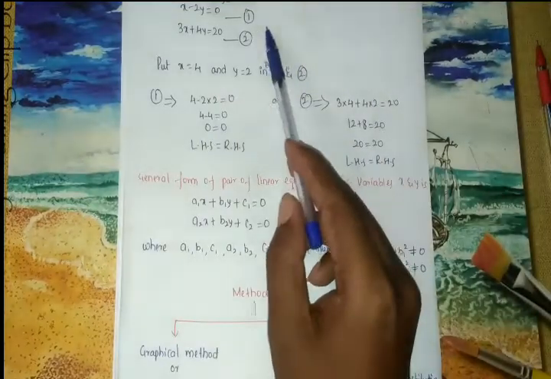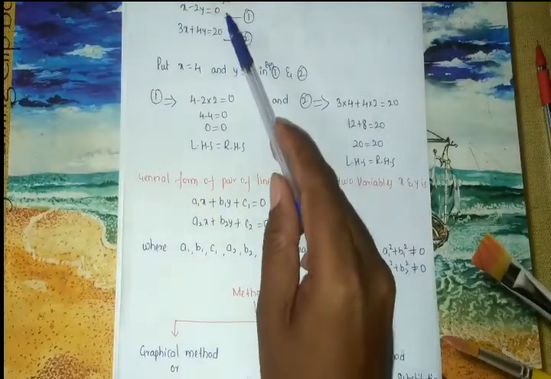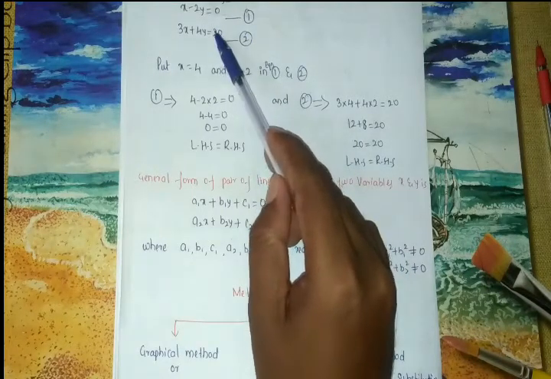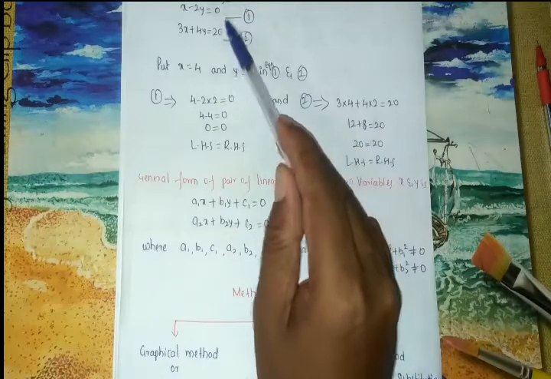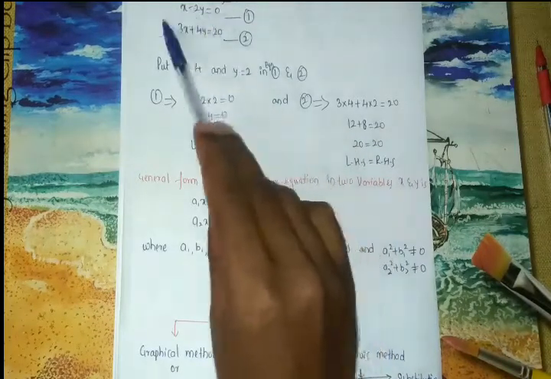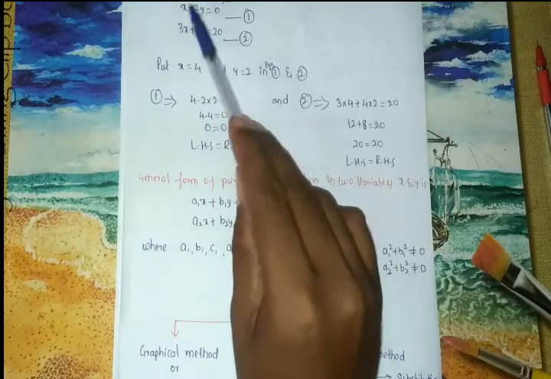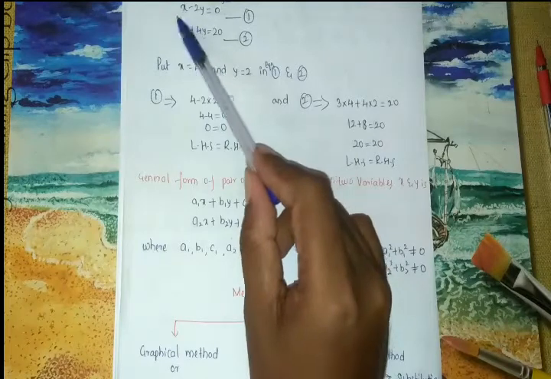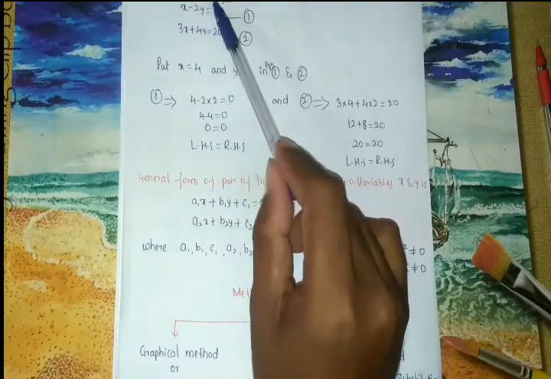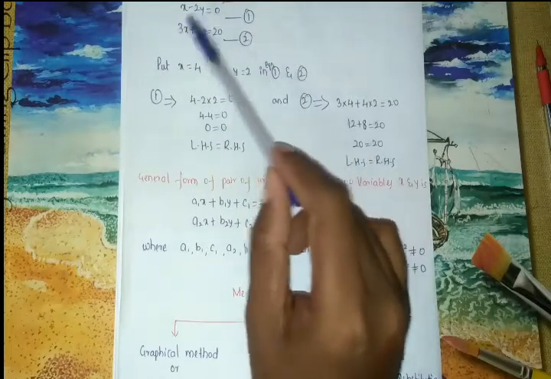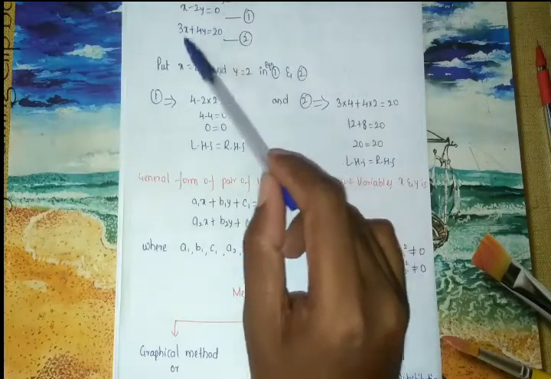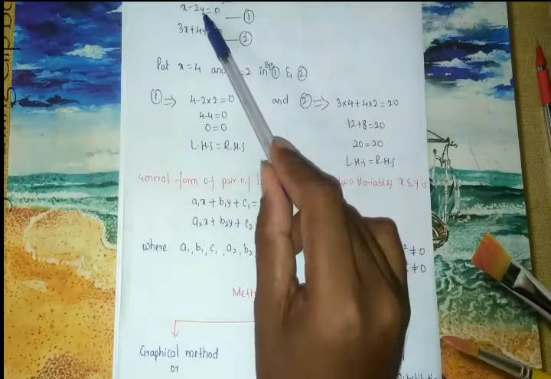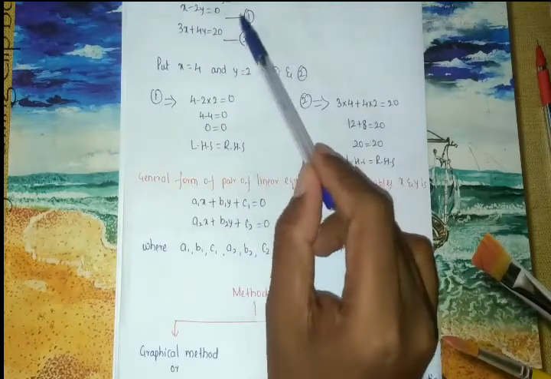x minus 2y equals 0, 3x plus 4y equals 20. Together we are taking it and calling it a pair of linear equations, and let us try to get a solution for this pair. Individual solutions are different. If you put the values of an individual solution like x and y in this equation, you get LHS equals RHS, but the same values you may not get here.